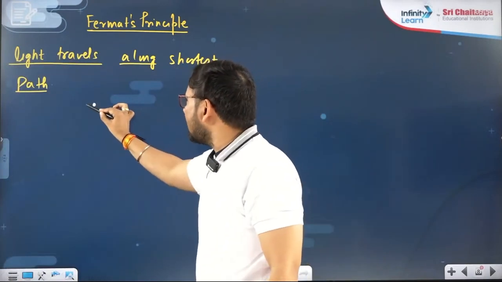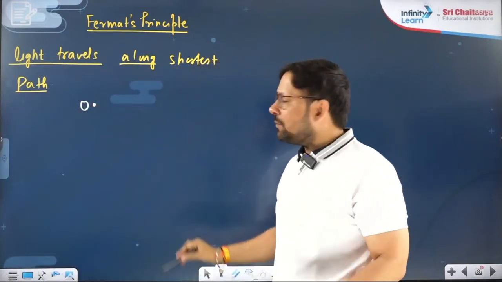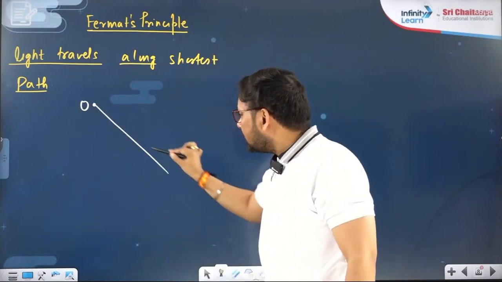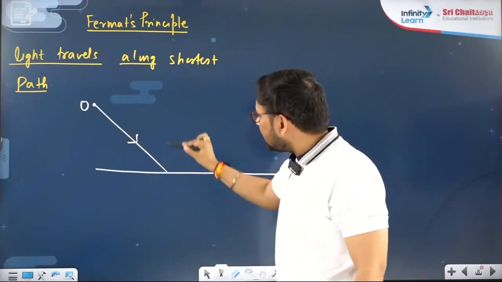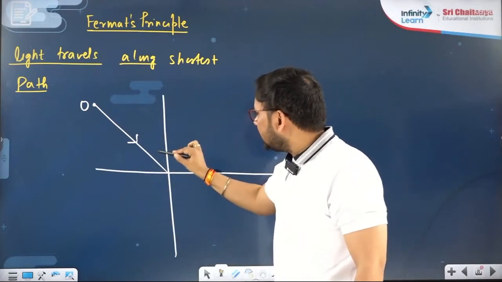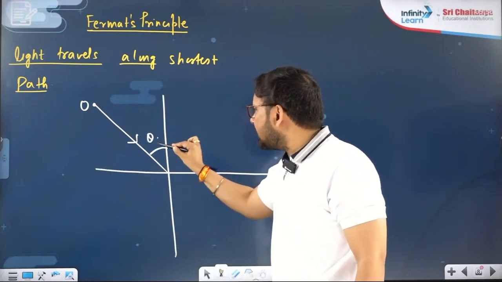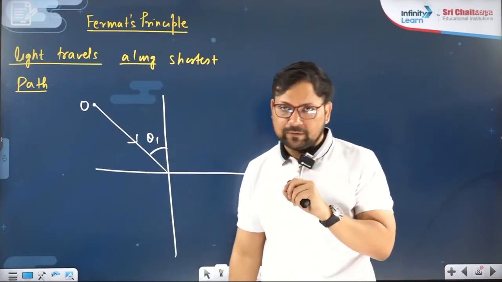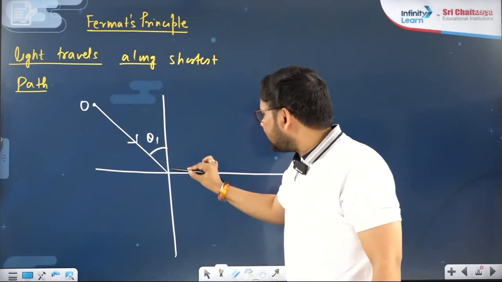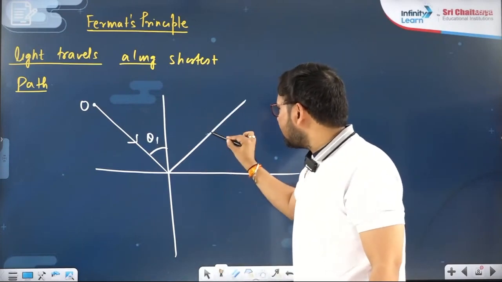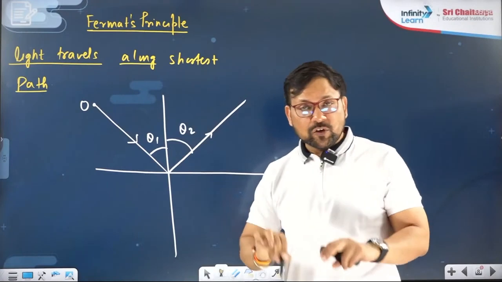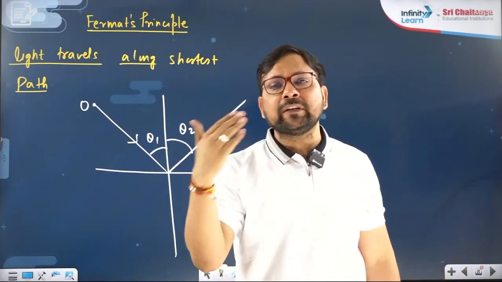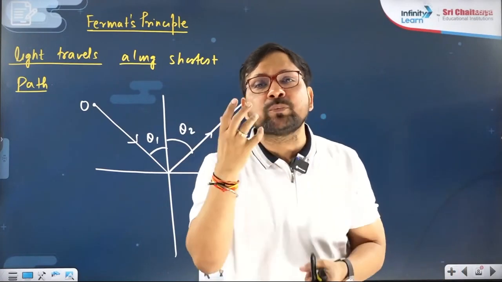Let's say I am taking one object here, and that object is sending a light ray on this surface. Here the angle of incidence is theta 1. Then it is reflected from here, making theta 2 with the normal. As of now, we don't know whether theta 1 and theta 2 are equal or not. We have to prove it.